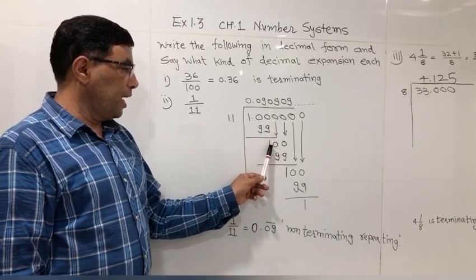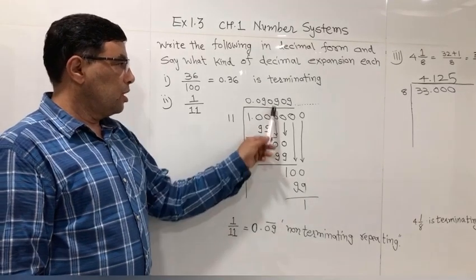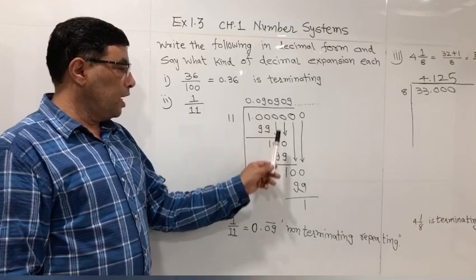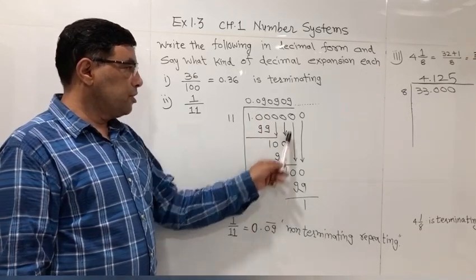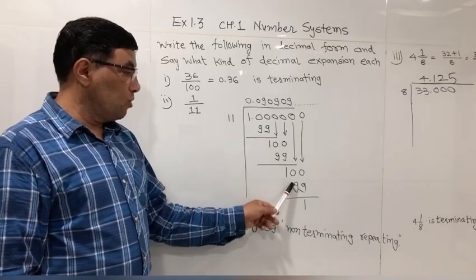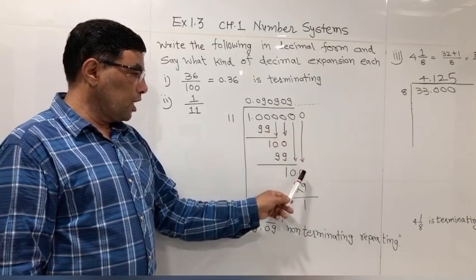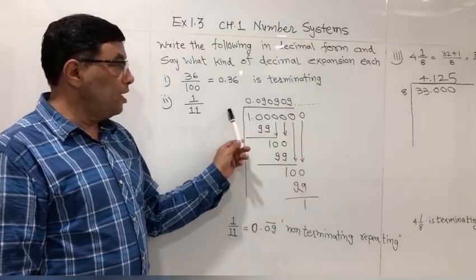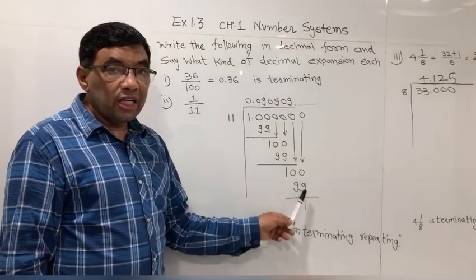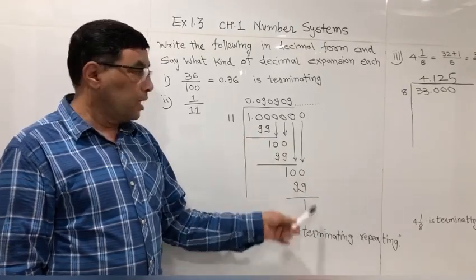Again 10 is here, which is less than 11, so we apply 0 here, and then one more 0 we take down. So 100, and 11 nines are 99, 1 left. 0 we take down, so 10, which is less than 11. Once again we apply 0 here, then one more 0 we take down. So 100, and 11 nines are 99, 1 again. And this way the procedure continues.